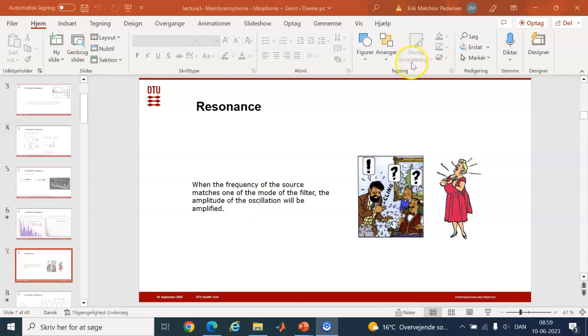You can see here an opera singer, and here the glass is broken. Yes, there's a resonance here.